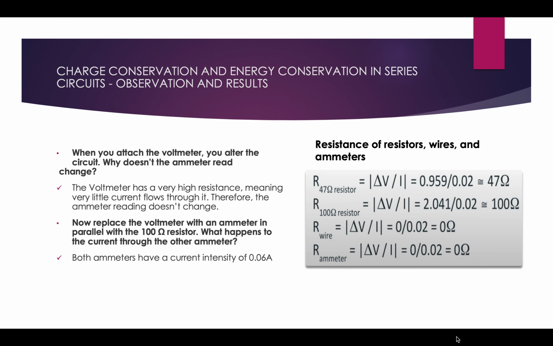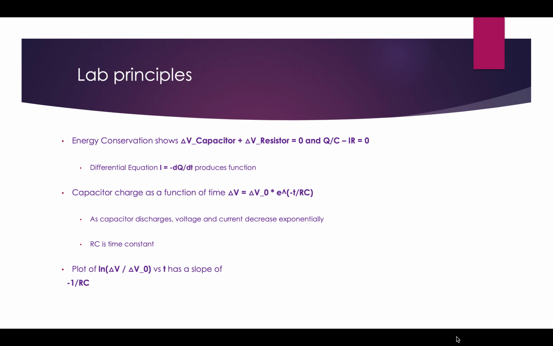And if we replace the voltmeter with an ammeter in parallel with the 100 ohm resistance, what happens to the current through the other ammeter? Well, both ammeters have a current intensity of 0.06 amps. On the picture on the right, you can see the resistance of resistors, wires, and ammeters with the results which we talked about a few slides ago.